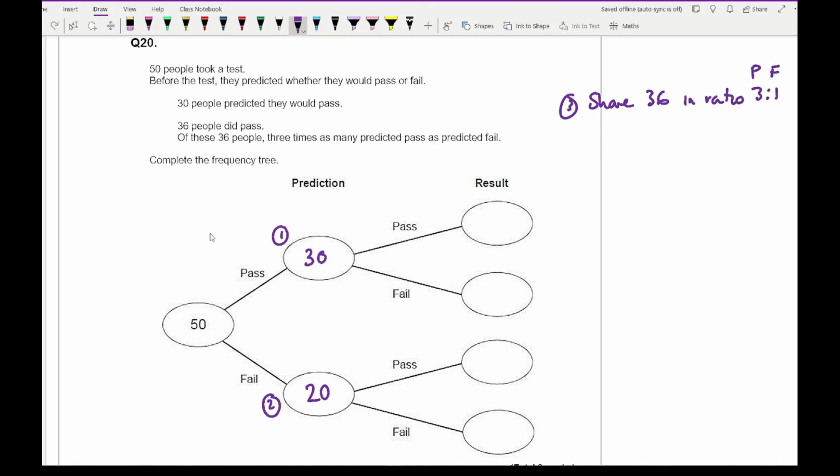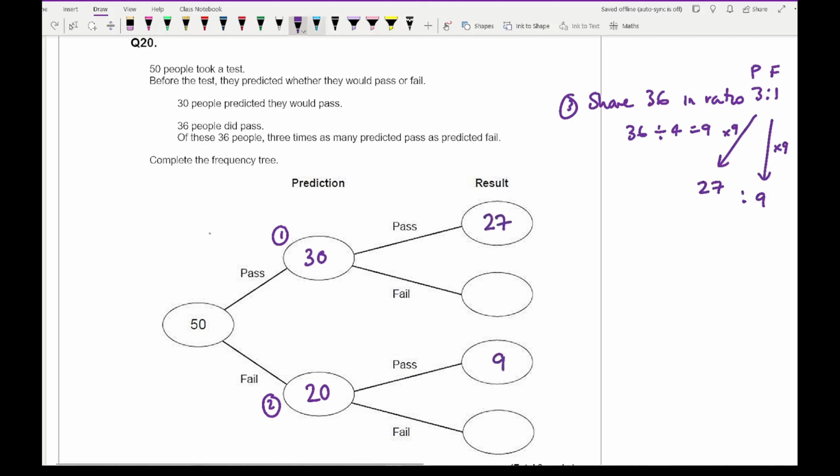Now from this, I do 36 divided by 4, which equals 9. So 3 times 9 is going to give me 27, and 1 times 9 is going to give me 9. So from this, I then know that this is going to be 27, and this is going to be 9.